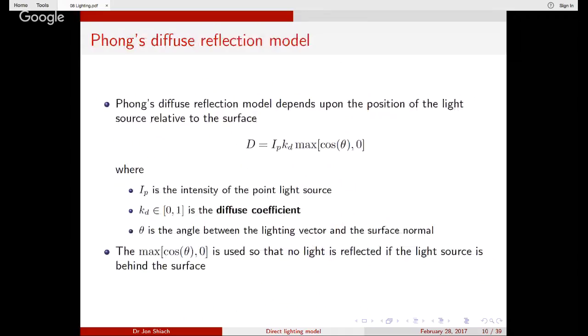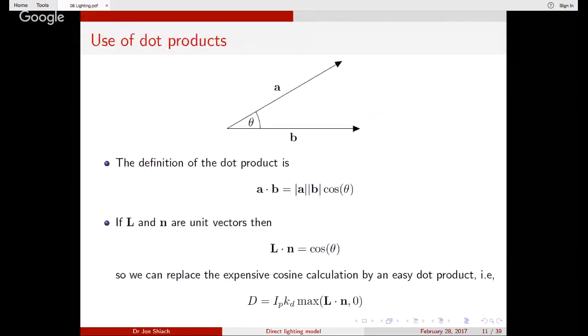So in our diffuse model here, we have this cosine theta, or we can replace that with a simple dot product. Cosine is an expensive calculation, so we always ensure that your lighting vector is a unit vector, as is the normal, and then that's quite an easy calculation.